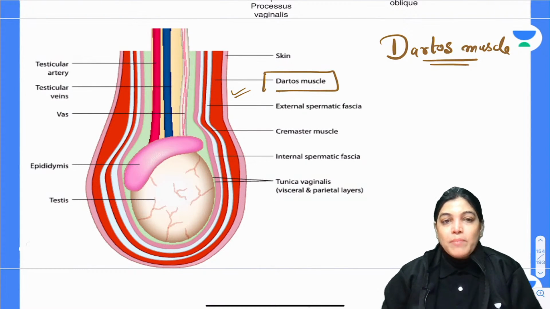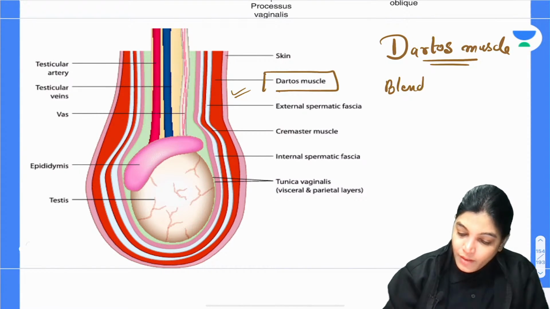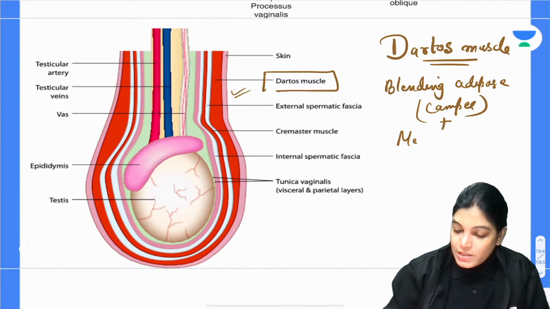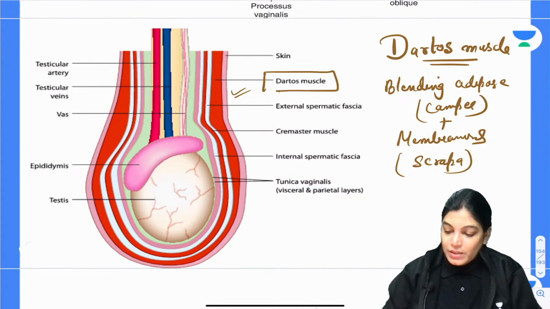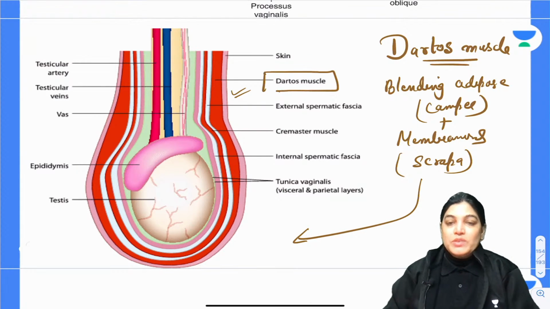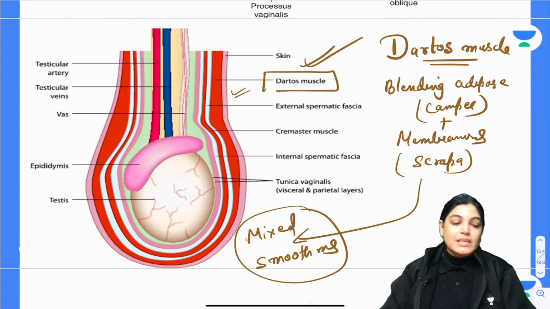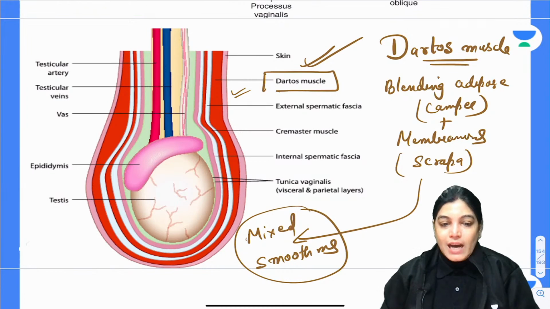So, Dartos muscle is formed by blending of adipose tissue and membranous layer. Actually, it is formed by blending of the fatty layer or adipose layer, that is Camper's layer, along with the membranous layer. And what is the membranous layer called? Membranous layer is called Scarpa's layer of the abdomen, lower down when it is going down, and it is mixed with smooth muscles, and together they form the muscle. What muscle? That is Dartos muscle, and Dartos muscle is an example of muscle located in superficial fascia, so it becomes an example of panniculus carnosus.